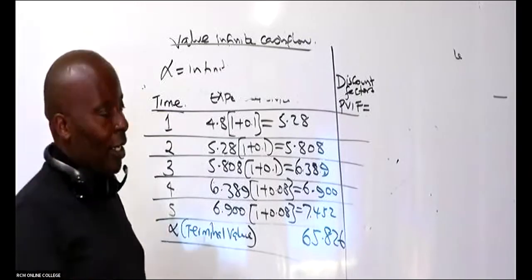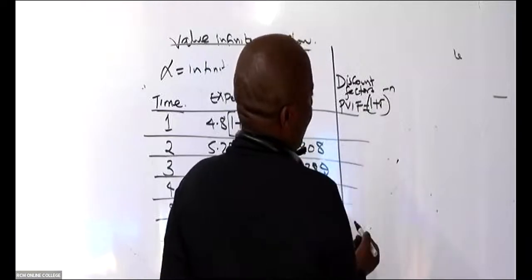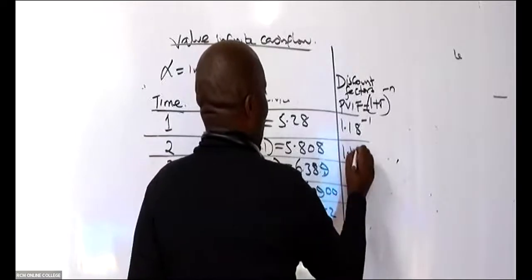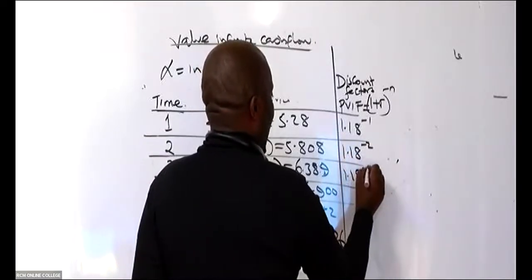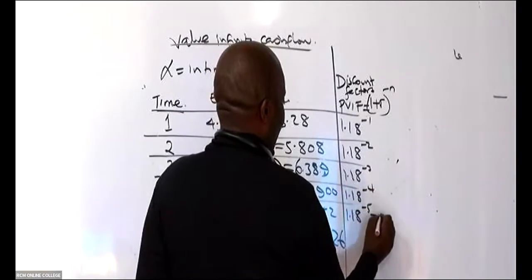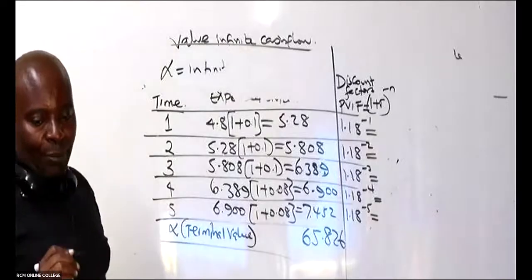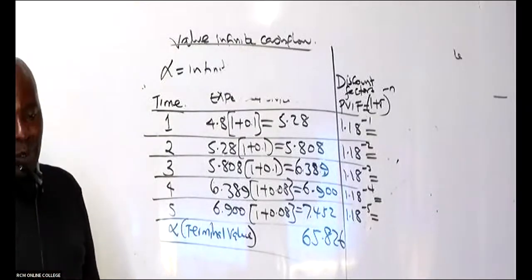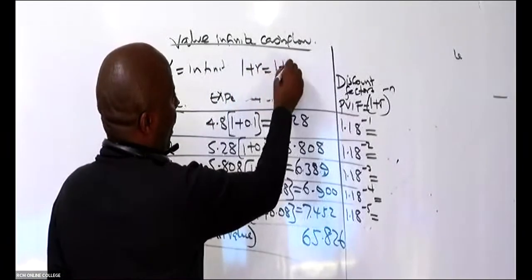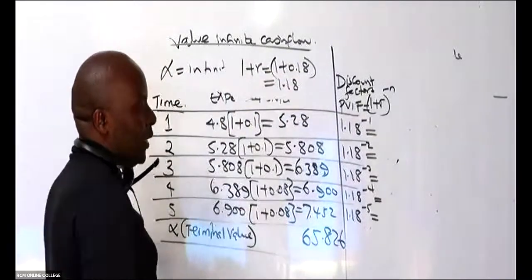Yes, I know the formula. It is 1 plus R raised to negative N. So it will be 1.18 raised to negative 1, 1.18 raised to negative 2, negative 3, negative 4, negative 5. Use 4 decimal places. Remember, PVs will always be in terms of 4 decimal places, always. Where am I getting 1.18 from? Remember, it is 1 plus R, and our R is 0.18. That's how I got my 1.18.